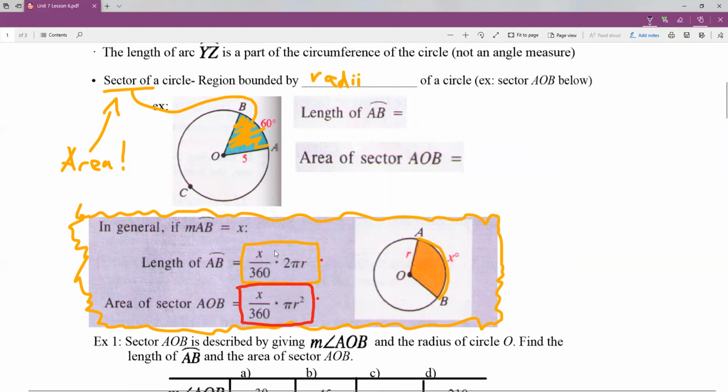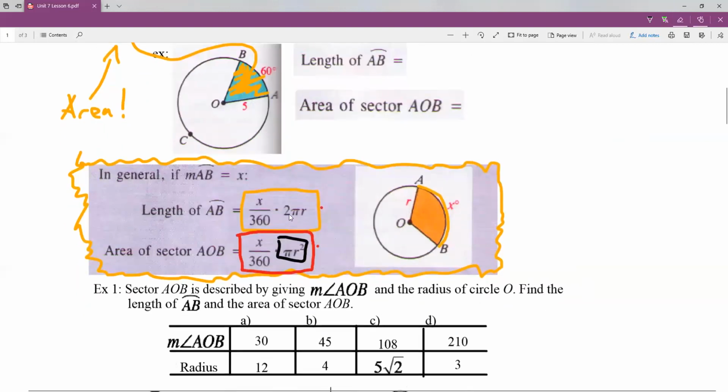Where have you seen this part of the formula before? That's right, in the last lesson, when we talked about circles, this 2 pi r is the formula for the circumference, and this pi r squared is the formula for the area of a circle. Now what we're saying is we are just taking a part of that. And how much of it? It depends on what the angle measure is between your two radii. That tells us how much of the circle we're actually taking into account.